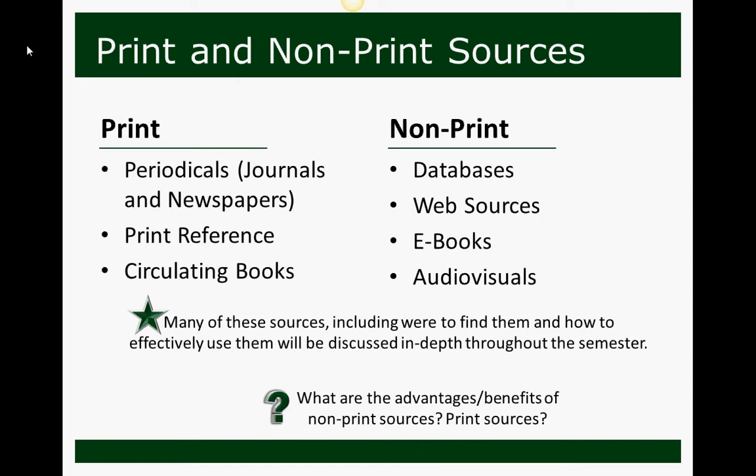The first division is print and nonprint sources. Print source examples include periodicals, so journals, magazines, newspapers. This also includes your print reference, so the large reference books, your print encyclopedias that are found within libraries, as well as your circulating books, the books found in the stacks that can actually be checked out. Non-print sources include databases, things you might find through AVL or Alabama Virtual Library, web sources, things you might find on the internet, e-books, and also audiovisuals, so CDs, DVDs, posters. These types of things are usually considered non-print as well.